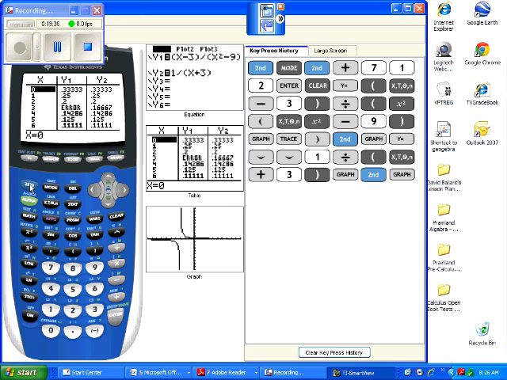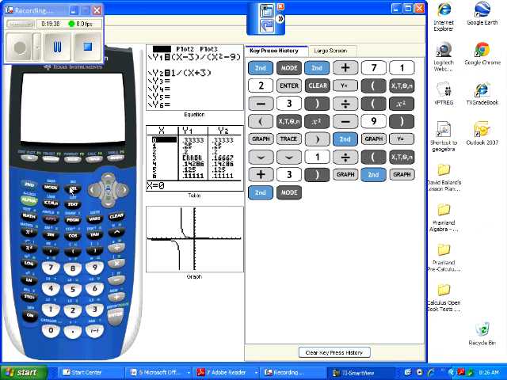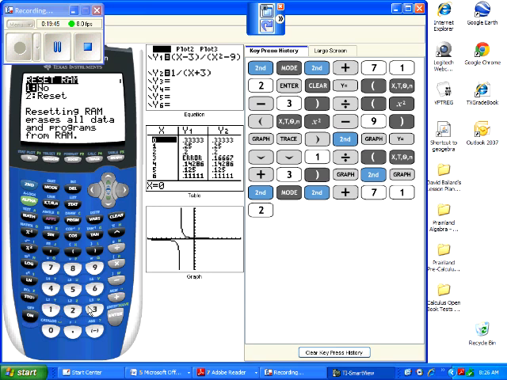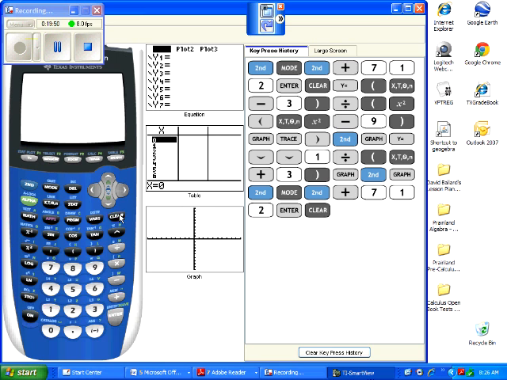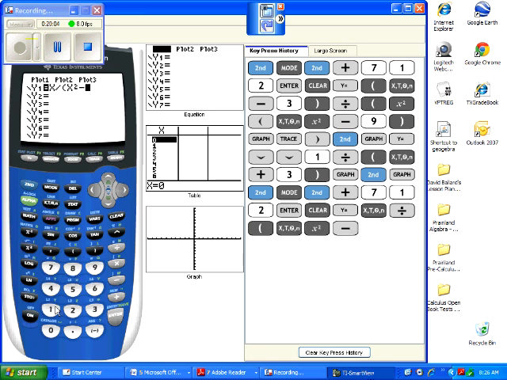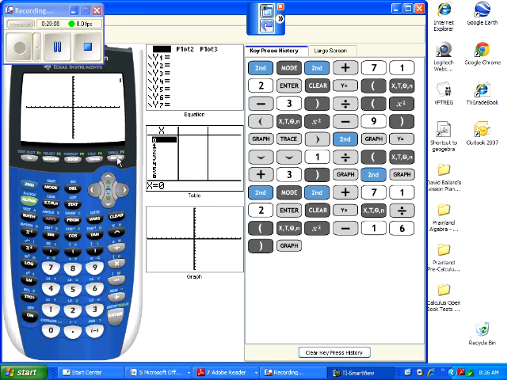So I'm going to do second quit. I'm going to do second plus 7, 1, 2. Have to go slow on this simulator. Enter clear, it'll freeze up on me. Okay. Now we're going to go to y equals. What was my equation again? X divided by, open parenthesis, x squared minus 16. And we'll hit graph.